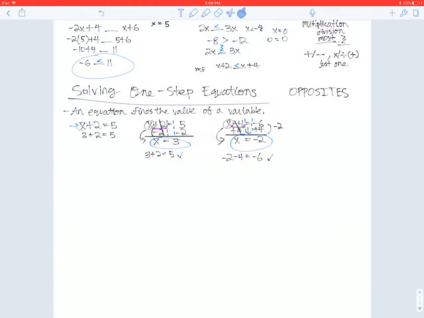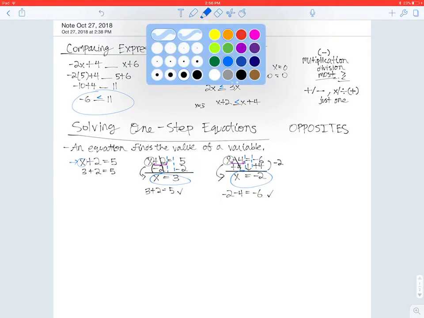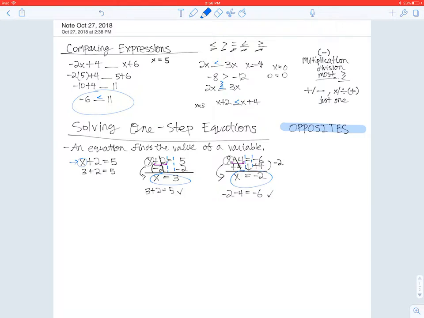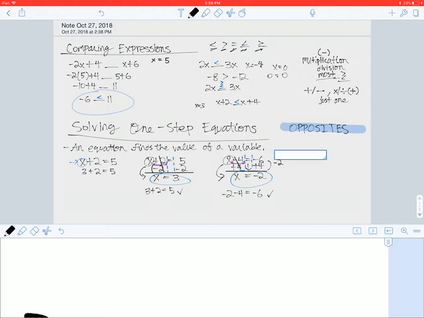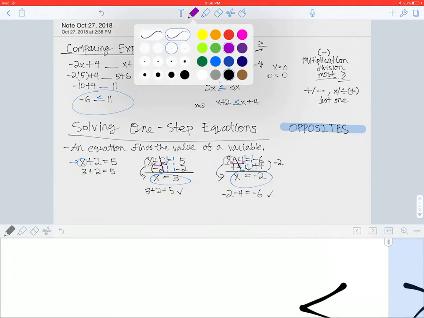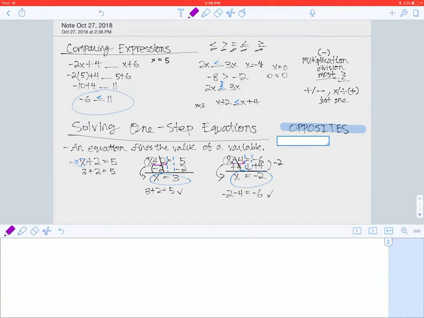And in conclusion, you always need to remember that it's the opposite operations, so that they can cancel out to 0. Or else you're just going to give yourself a hard time.